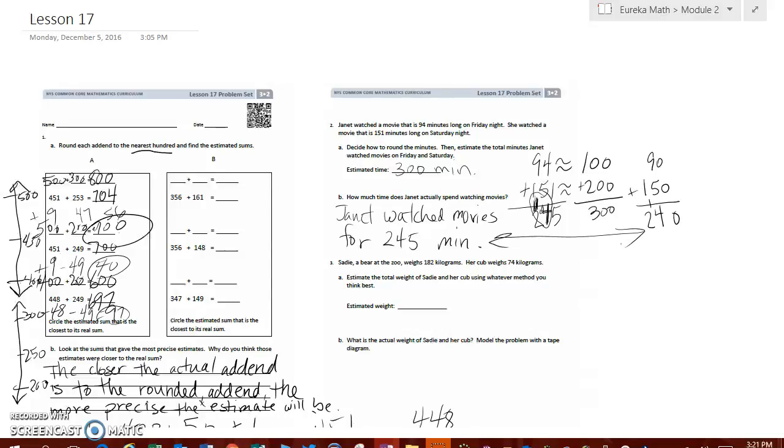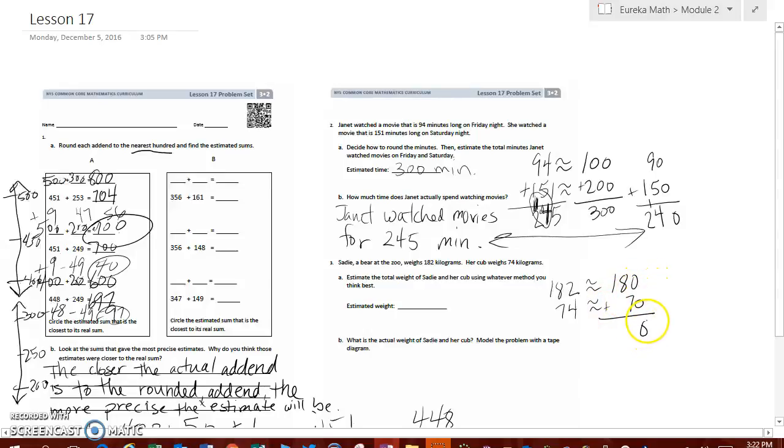All right, number 3. Sadie, a bear at the zoo, weighs 182 kilograms. Her cub weighs 74 kilograms. Estimate the total weight of Sadie and her cub using whatever method you think best. Well, I'm going to round to the tens place this time because that's going to give me the best estimate. So, 182 kilograms is about 180 kilograms when I round to the nearest 10. Her cub weighs 74, so 74 is about 70. I have to find the total, so I have to add these two estimates together.